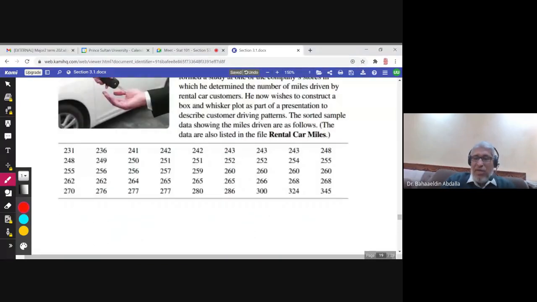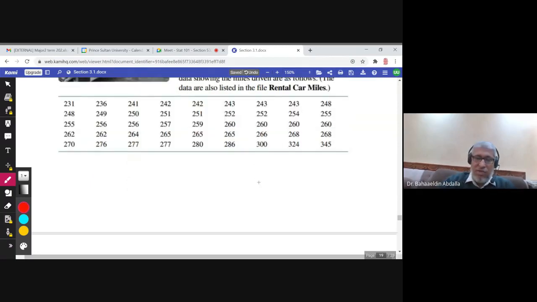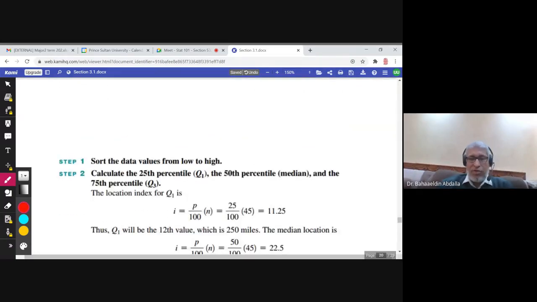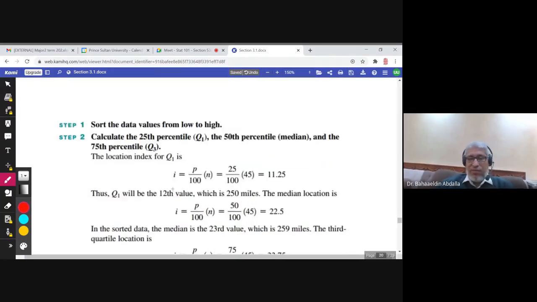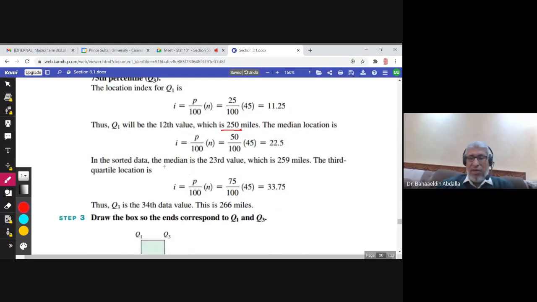Okay, let us take this example. Here, the question is: construct a box and whisker plot. I have this data. I have numbers sorted. Alhamdulillah, the data are sorted, so you don't have to sort them. Calculate the 3 quartiles as we learned. This is the first quartile, Q1, it is 250. The second quartile, the median, is 259. And Q3, the third quartile, is 266.